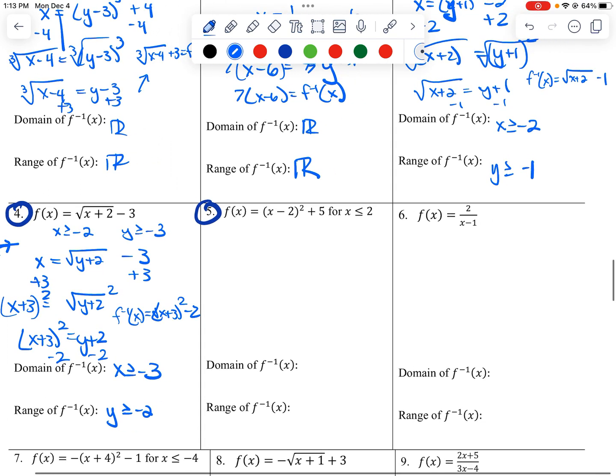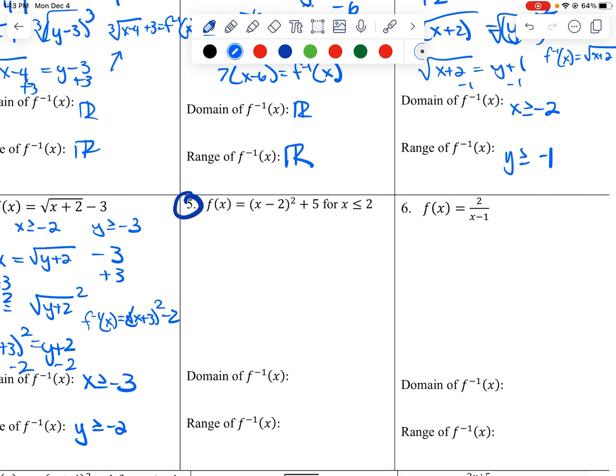All right, so this one, let's see, it's a parabola, but we have our restriction of x is less than 2, and we know it moved up 5, so y is greater than or equal to 5. So down here, that means our domain is greater than or equal to 5, and our range is less than 2. All right, so let's flop these.